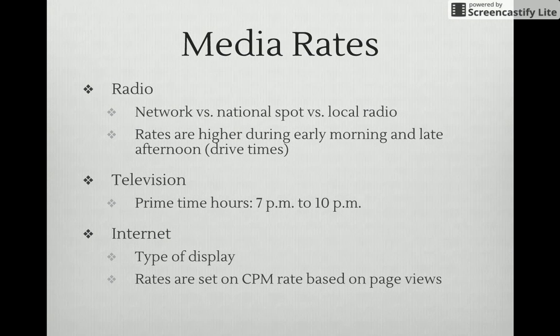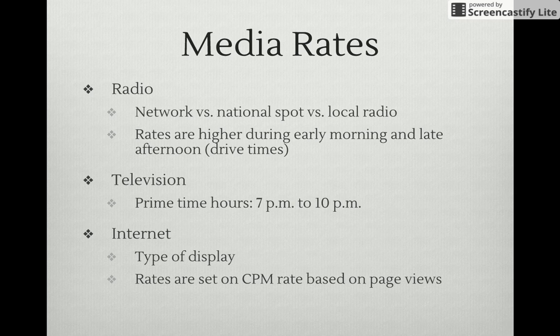When it comes to radio, again, this is like the example I gave before of how the rates work depending on geographical location and time and space. So depending on if you're on a network versus a national spot versus the local radio, the rates would definitely depend on that, as well as they would be higher during the early morning or late afternoon because those are the prime times when people are driving and using their car. So when you're driving into work or to school versus when you're driving home from work or school.